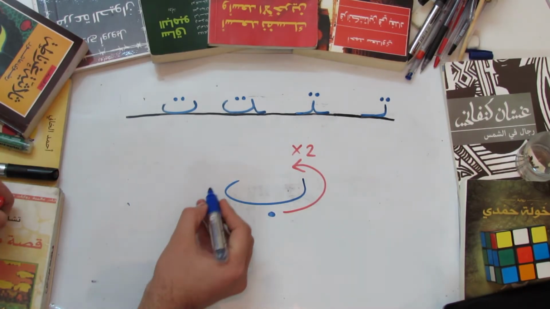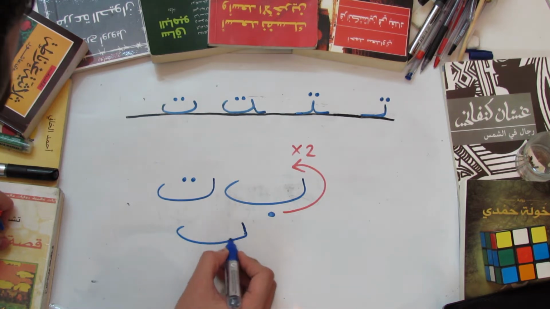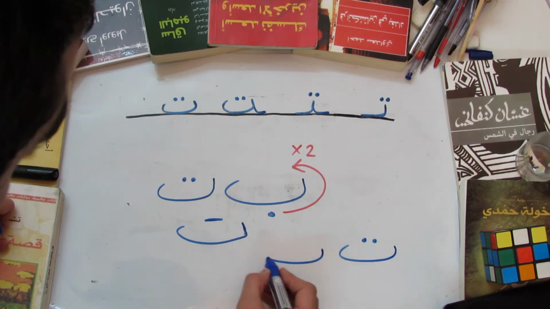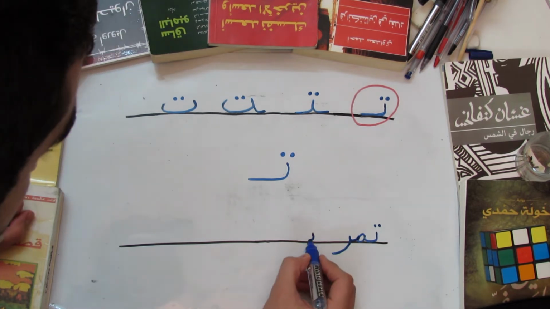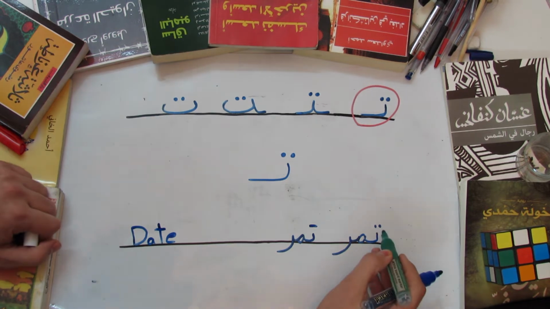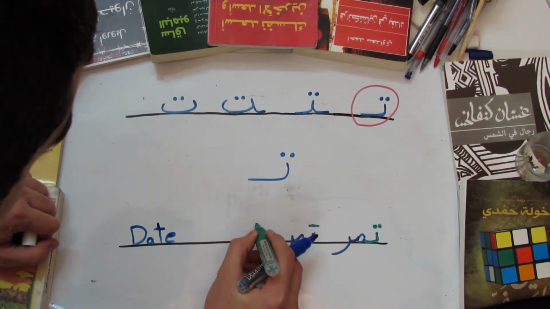Ta. For sure, I'll not repeat what I said before because of the similarity with ba, with only two dots or a dash over it instead of one under it. So let's hit the examples immediately. For ta at the beginning of the word, we have the word tamr, date.